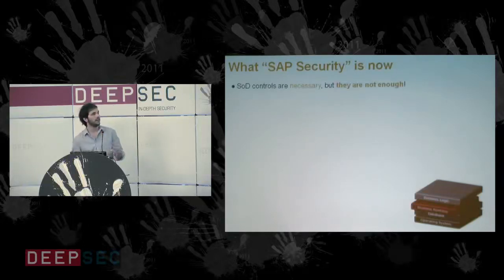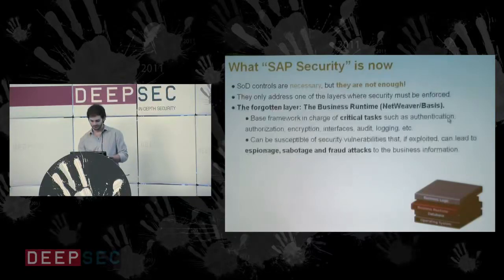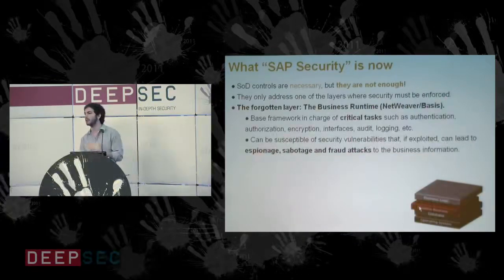And the important thing to highlight is that while these kinds of controls are necessary, they are not enough, right? So if you think about an SAP system like a layer stack here on the right, where you have an operating system, a database, what we call the business runtime, and the business logic layer, the segregation of duties control is only applied to this layer. However, what we detect is that this layer, that is usually called NetWeaver or the basis layer, is prone to, just as any other piece of software, security vulnerabilities that, if exploited, will provide an attacker access to perform really serious attacks on the business information.